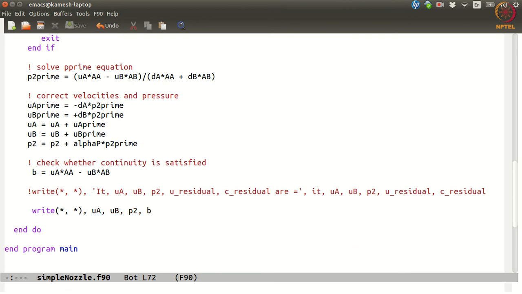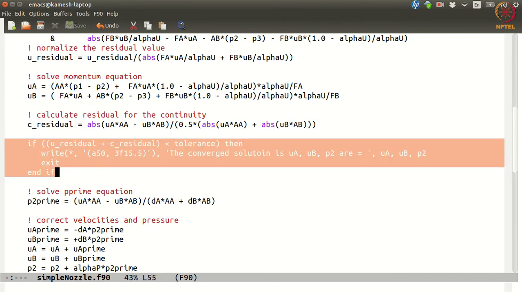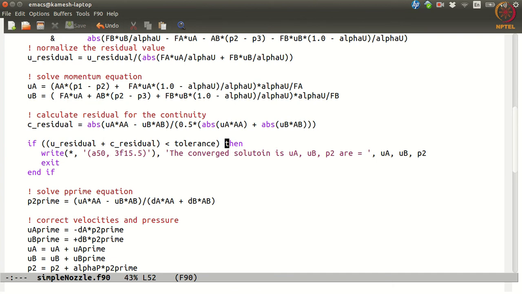Now if you want, you can also print out the residuals. So that is the overall algorithm, and we hope to exit before the iterations finish through this condition. This tells you that if the sum of the residuals is less than the tolerance, then we say we have reached the converged solution, that is UA, UB and P2, and then we exit.